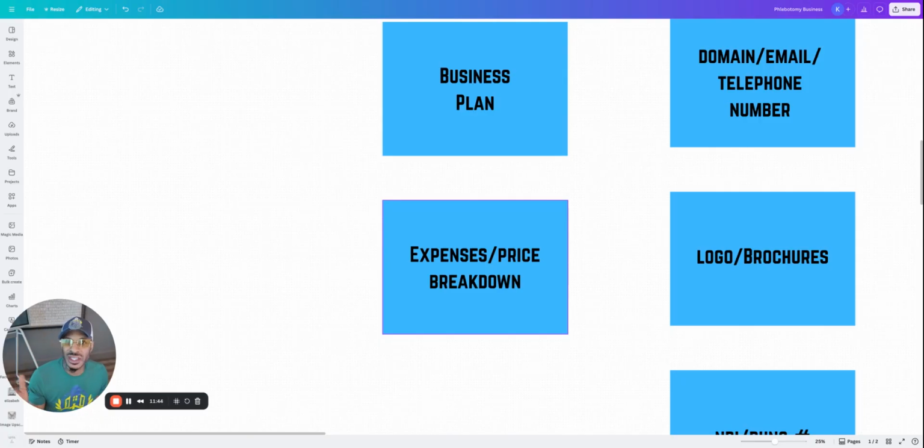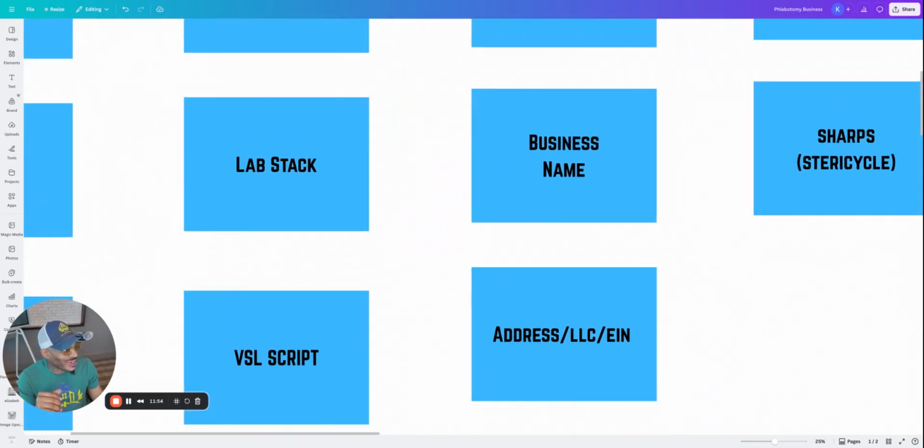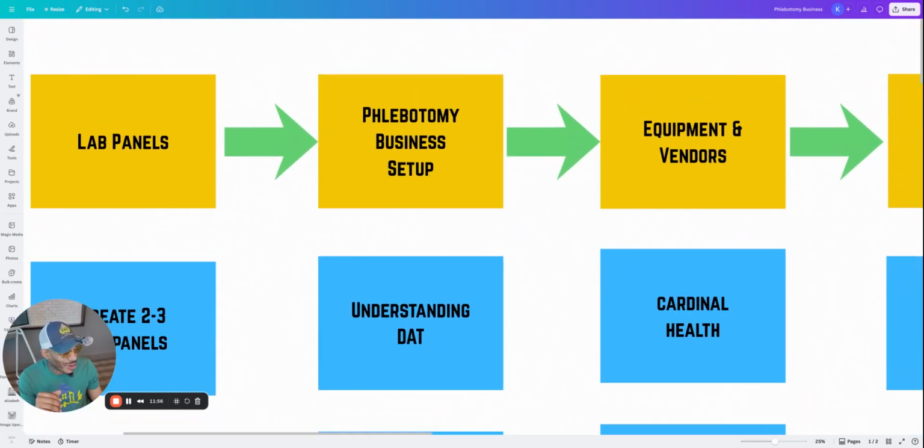So play around with the numbers. You can do 65 patients a month, you can do 85 patients a month, but you'll see how the numbers are changing the more patients you are wanting to do in that month. So it all is going to fluctuate, okay? Good. So next is going to be going over our phlebotomy business setup.